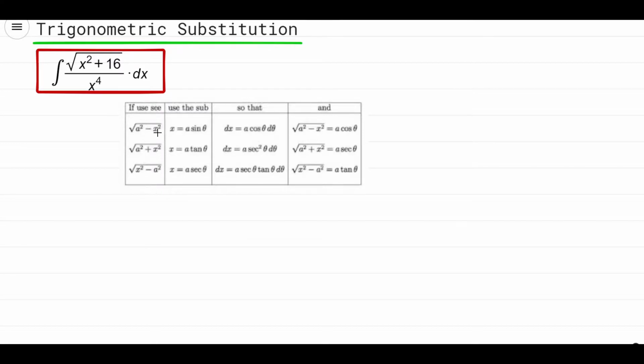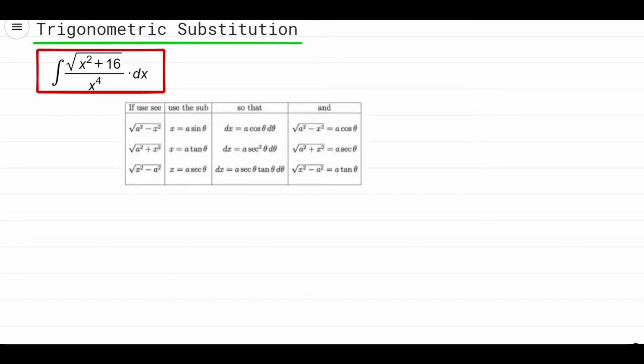We have a squared minus x squared. If you see this, you apply this substitution, x equals a sine theta, so that its derivative is a cosine theta, and this holds true. What I do want you to keep in mind is that trig sub is basically just a case-by-case basis. So we have three potential cases, which are these right here.